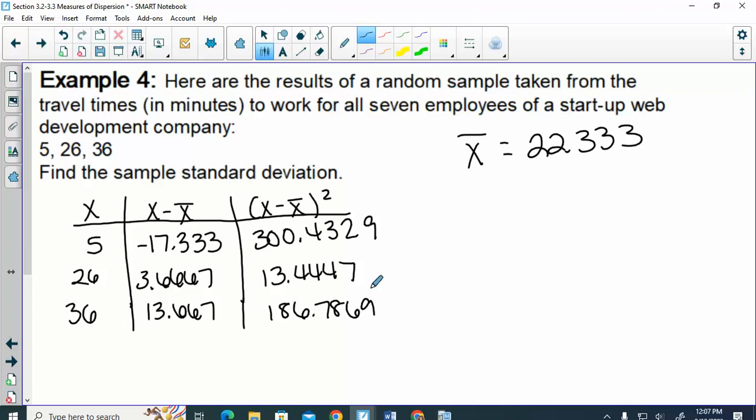So what trick did I tell you you could use to check your work? The x minus the x bar should add up to 0. If I add those, my calculator tells me 7e negative 4. That means 0.0007, so is that pretty close to 0? Yeah. So then we do need to add these up.